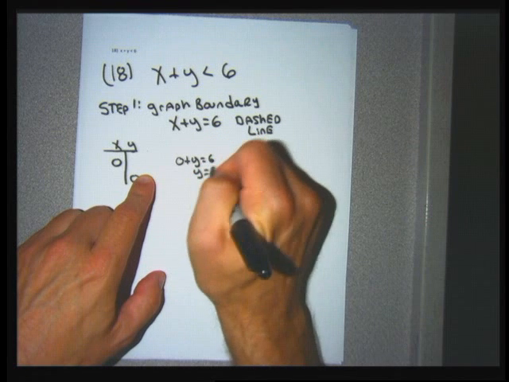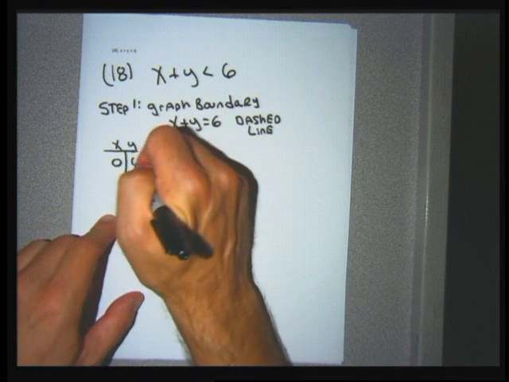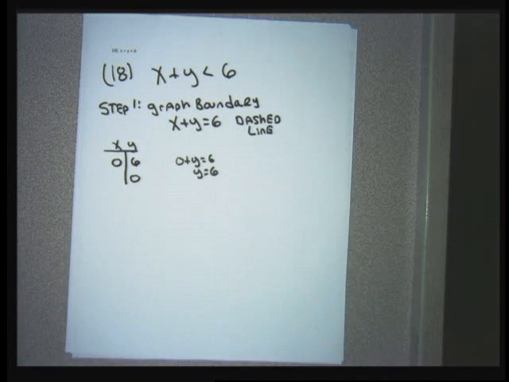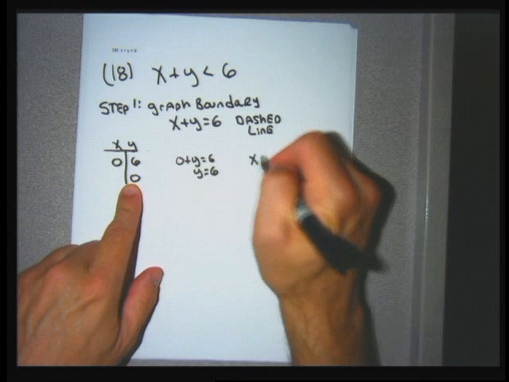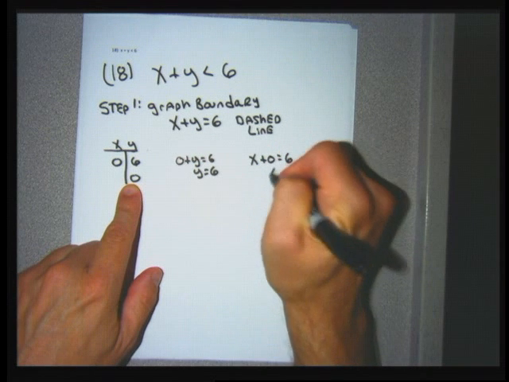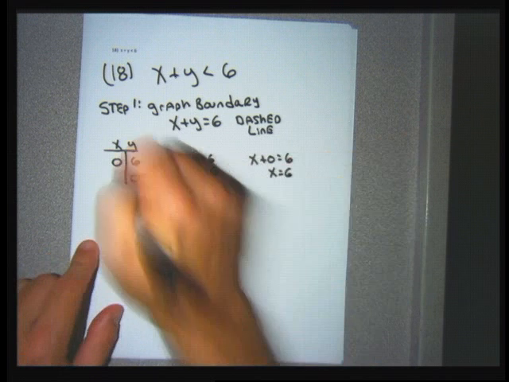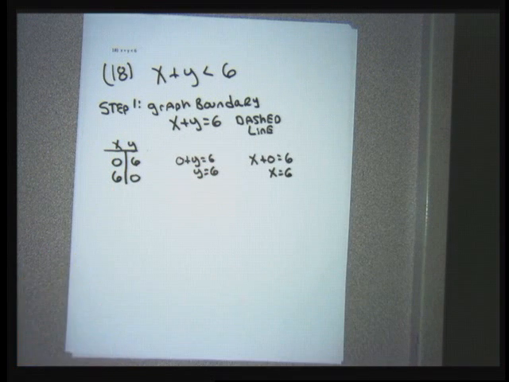That's going to give me y equal to 6. One of the points I'm going to graph is the point (0, 6). If I plugged in 0 for y, I'd get x plus 0 equal to 6, which gives me x equal to 6. The second point I'm going to draw is the point (6, 0).